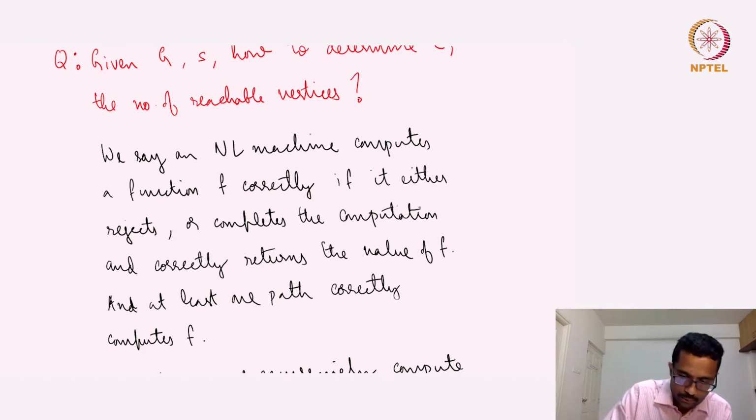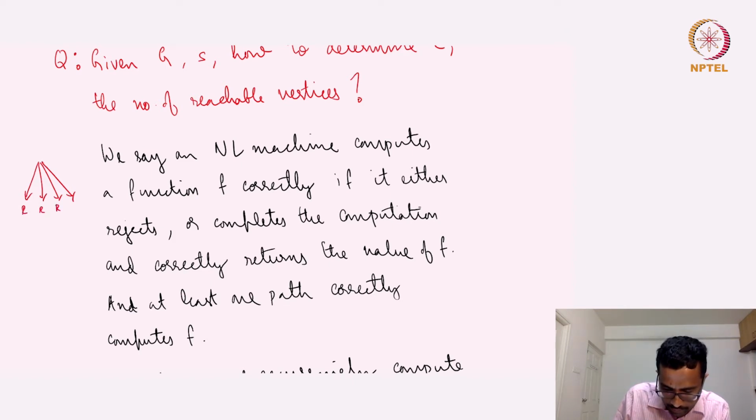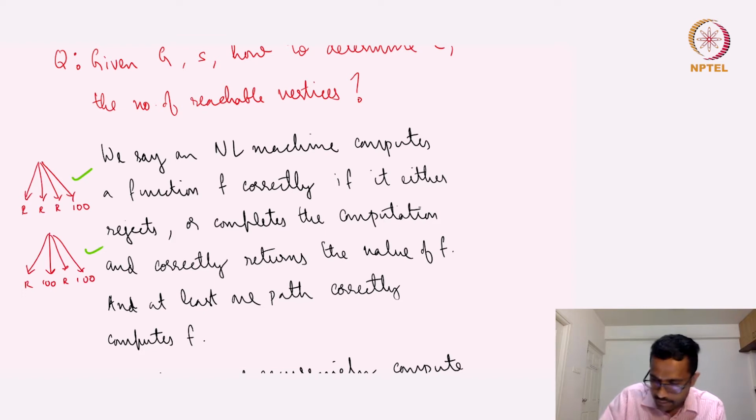Let's say the function value is 100. Let's say the machine has 4 computation paths from the root. It could reject every path, but at least one computation path has to output the correct value. So even something like reject, 100, reject, 100 is okay. However, you cannot have this.